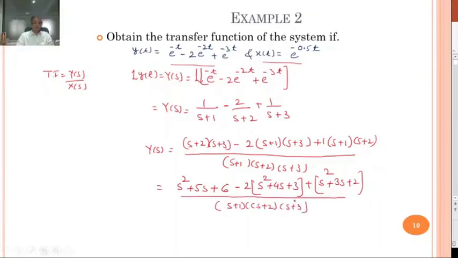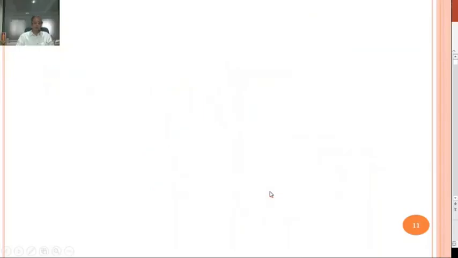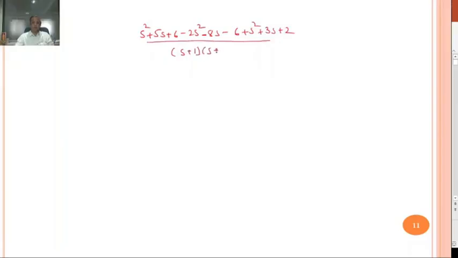Then simplify this. Multiply this by minus 2, and after this we are getting s square plus 5s plus 6, minus 2s square minus 8s minus 6, plus s square plus 3s plus 2, divided by s plus 1, s plus 2, s plus 3, and that equals Y of s.